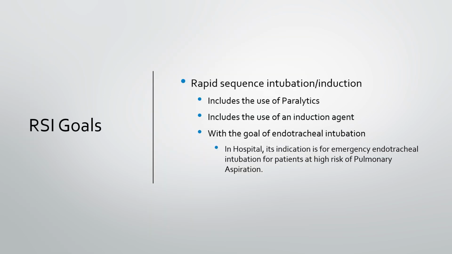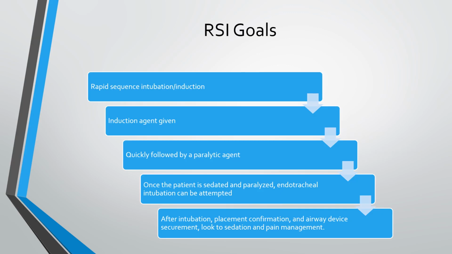All right, RSI goals. The goals of RSI in general include the use of paralytics and an induction agent with the goal of endotracheal intubation. It's indicated for emergency endotracheal intubation for patients at high risk for pulmonary aspiration. RSI goals and how we're going to go about it.